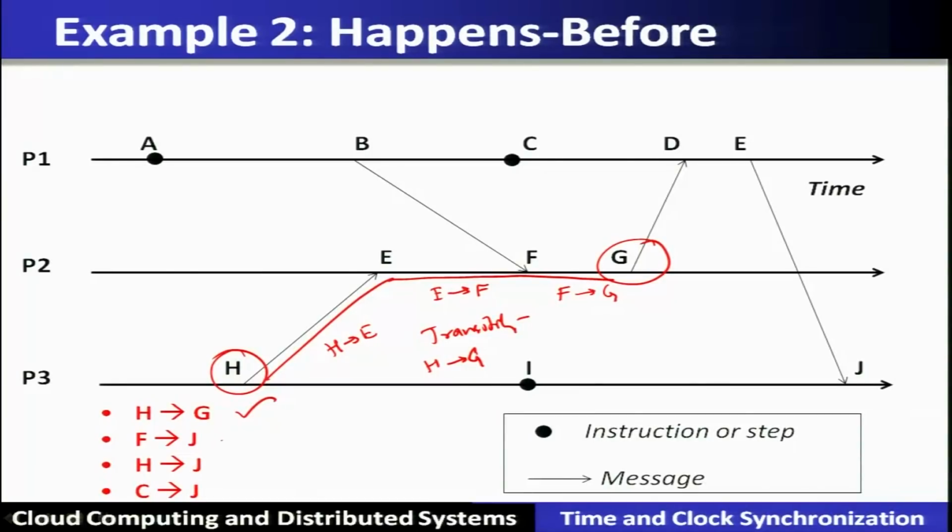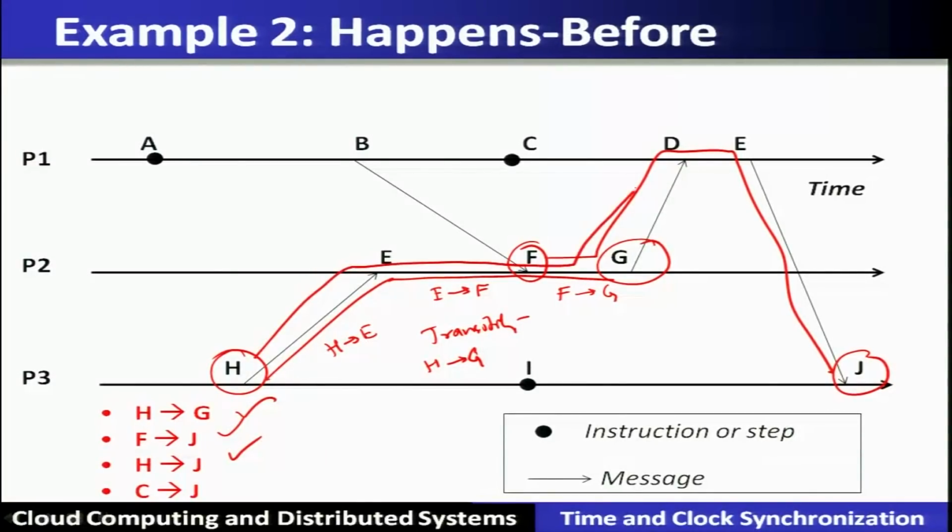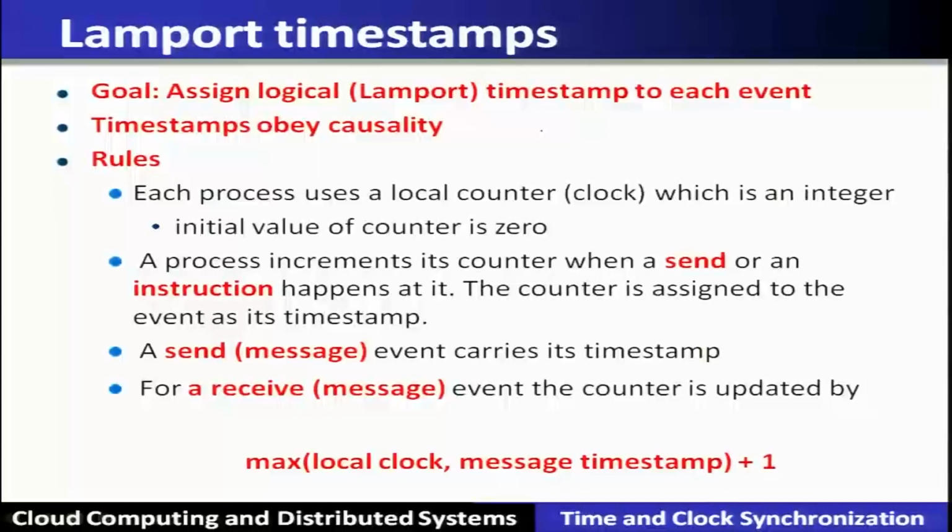Similarly, F has happened before J. So, there must exist a causal path. Similarly, H has happened before J. So, H has happened before J, and there exists a causal path. C has happened before J. So, from C there exists a causal path which connects C and J, and hence this particular Lamport clock is able to capture the causal relation.